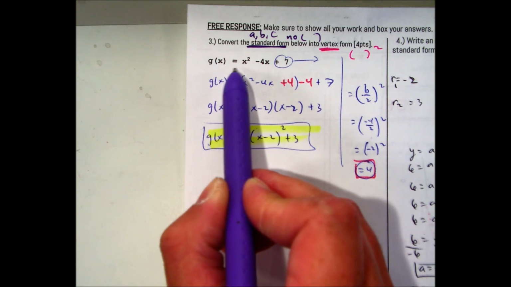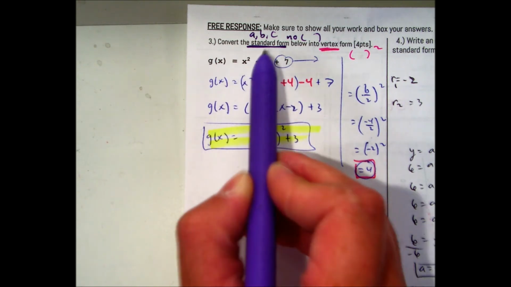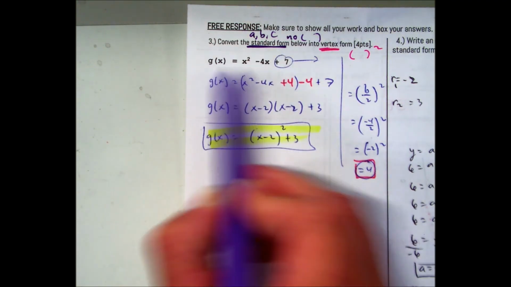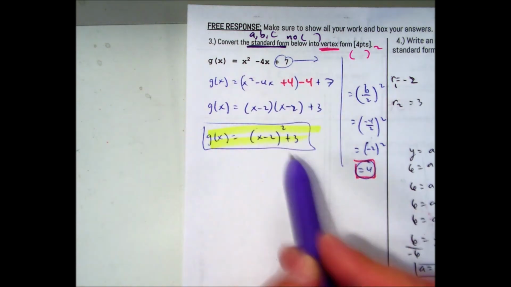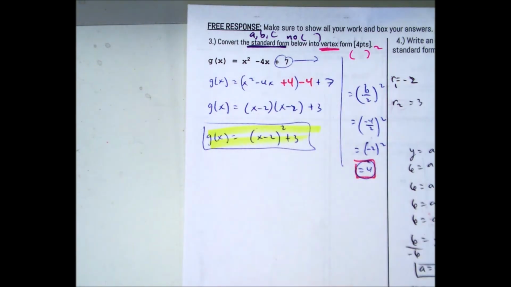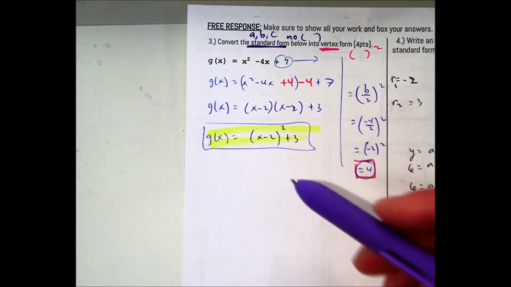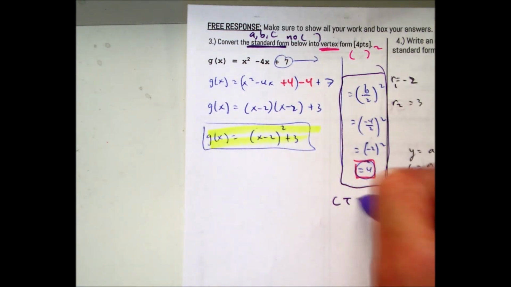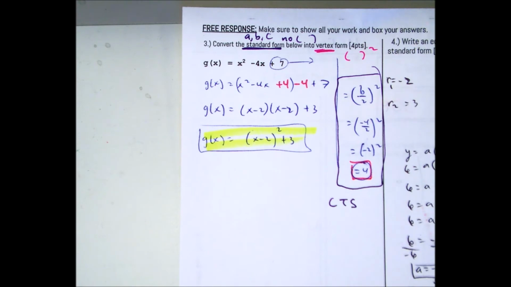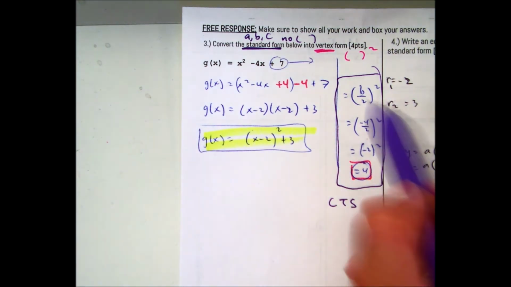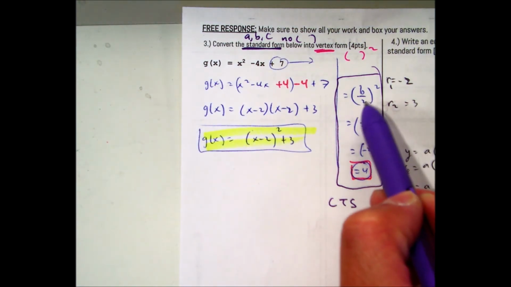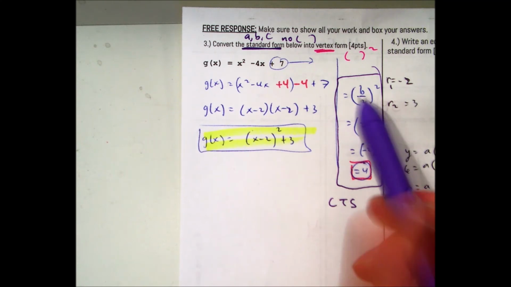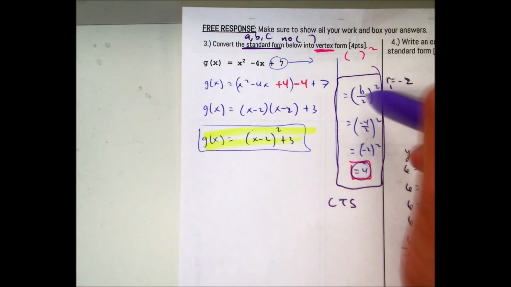G of x is equal to x squared minus 4x plus 7. So this is standard form. And I need to get to parentheses squared. So if you recognize that you need to use completing the square, so right here, this is called completing the square, CTS. That's what you needed to do. The most common mistake was to use negative b over 2a. That would be incorrect. That's what you use for the quadratic formula. Completing the square, you need to use the equation b over 2 squared.